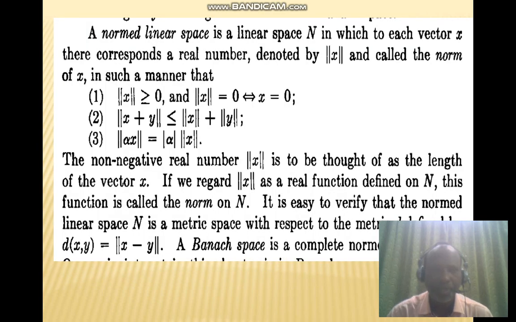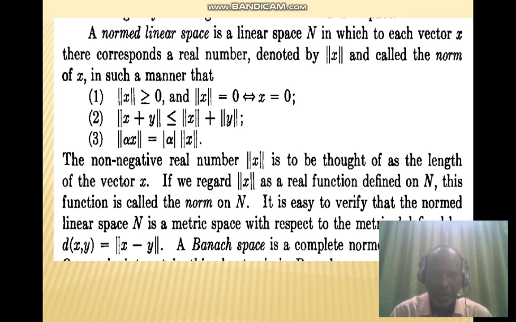For the first one, we will define the normed linear space. It is nothing but a linear space N in which all the vectors satisfy these three conditions. Norm of x is greater than or equal to 0, and norm of x is equal to 0 if and only if x is equal to 0. Norm of x plus y is less than or equal to norm of x plus norm of y, and norm of alpha x is equal to modulus of alpha times norm of x.